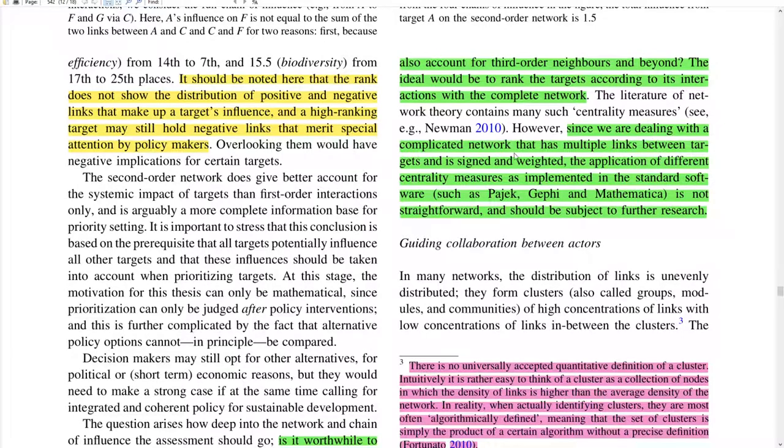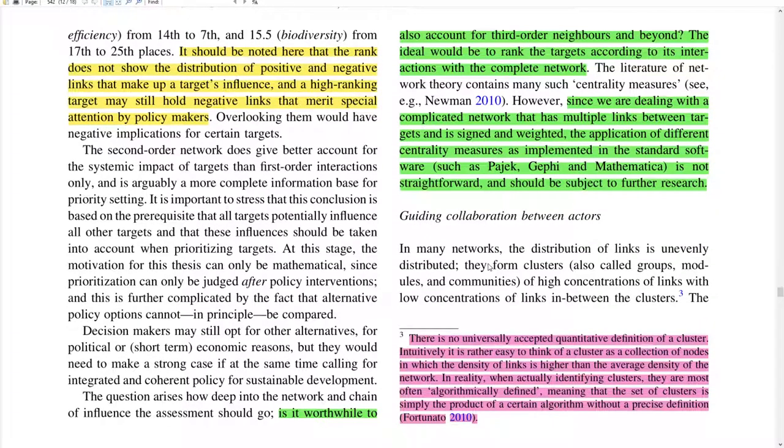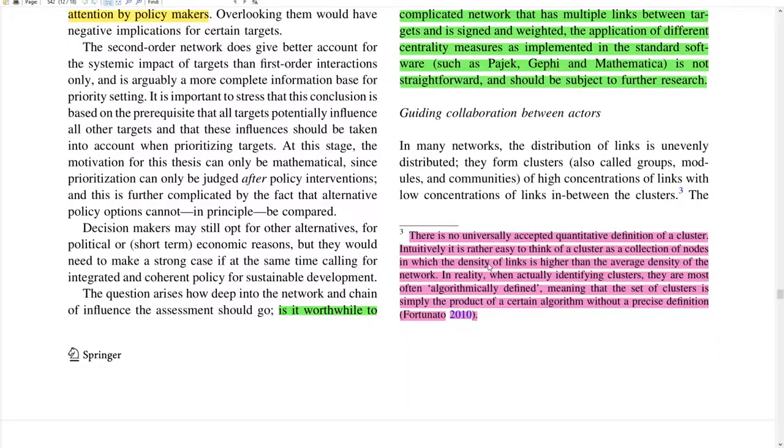Since we are dealing with a complicated network that has multiple links between targets and is signed and weighted, the application of different centrality measures as implemented in the standard software, such as Pajek, Gephi, and Mathematica, is not straightforward and should be subject to further research. These are software solutions that help you visualize networks with all the characteristics that we've mentioned, be it links or weights or sign, positive, negative.